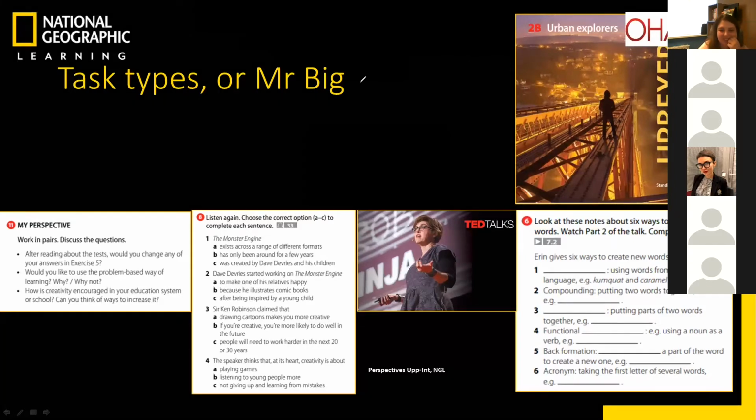Then, thank you for sharing your ideas. Well, listen again and choose the correct option. And then work in pairs, discuss the questions and so on. Then if we look at exercise number 6, look at these notes. Watch part 2 of the talk and then complete the notes. Okay, good. And what sort of tasks are they?